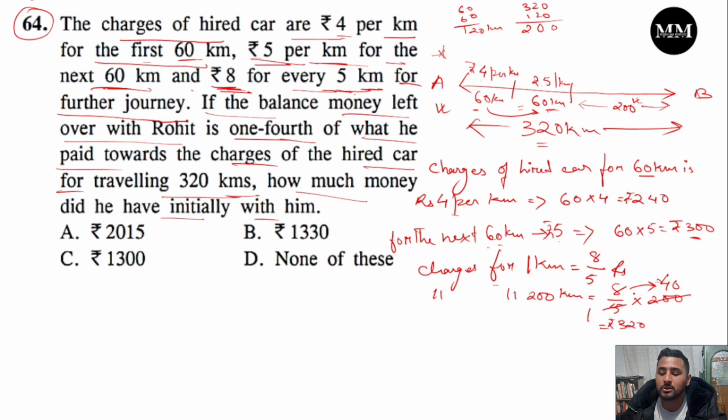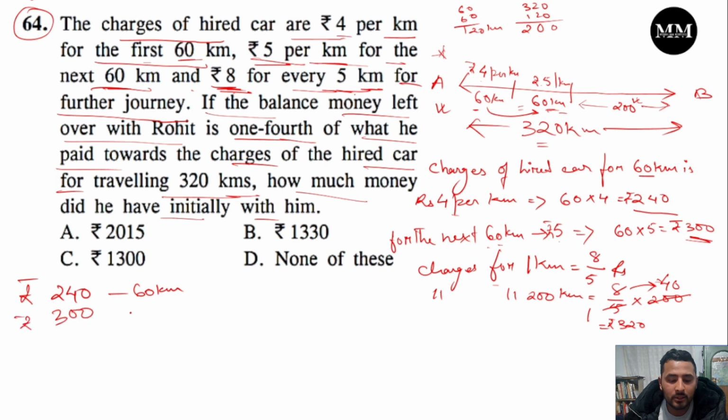320 rupees. Okay, so we have got the value. So you have to add this one. For 60 kilometers it is 240. Let me write down here: 240 rupees for the first 60 kilometers. Then for the second 60 kilometers, we have got how much? Rupees 300. Okay, for the next 60 kilometers.